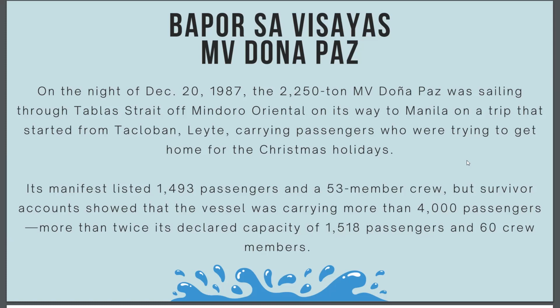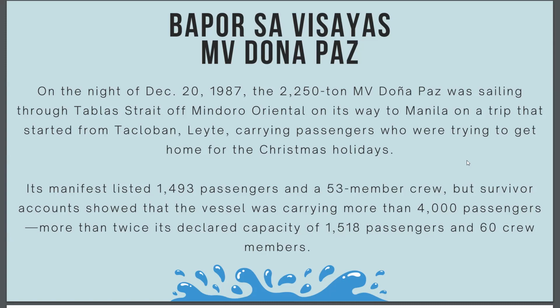1987, the 2,250-ton MV Dona Paz was sailing through Tabla Strait of Mindoro Oriental on its way to Manila on a trip that started from Tacloban, Leyte, carrying passengers from Samar and Leyte and various areas from the southern Philippines who were hoping na makasama ang kanilang pamilya, while the others were hoping to bring their families to the big city in the time of Christmas holiday.